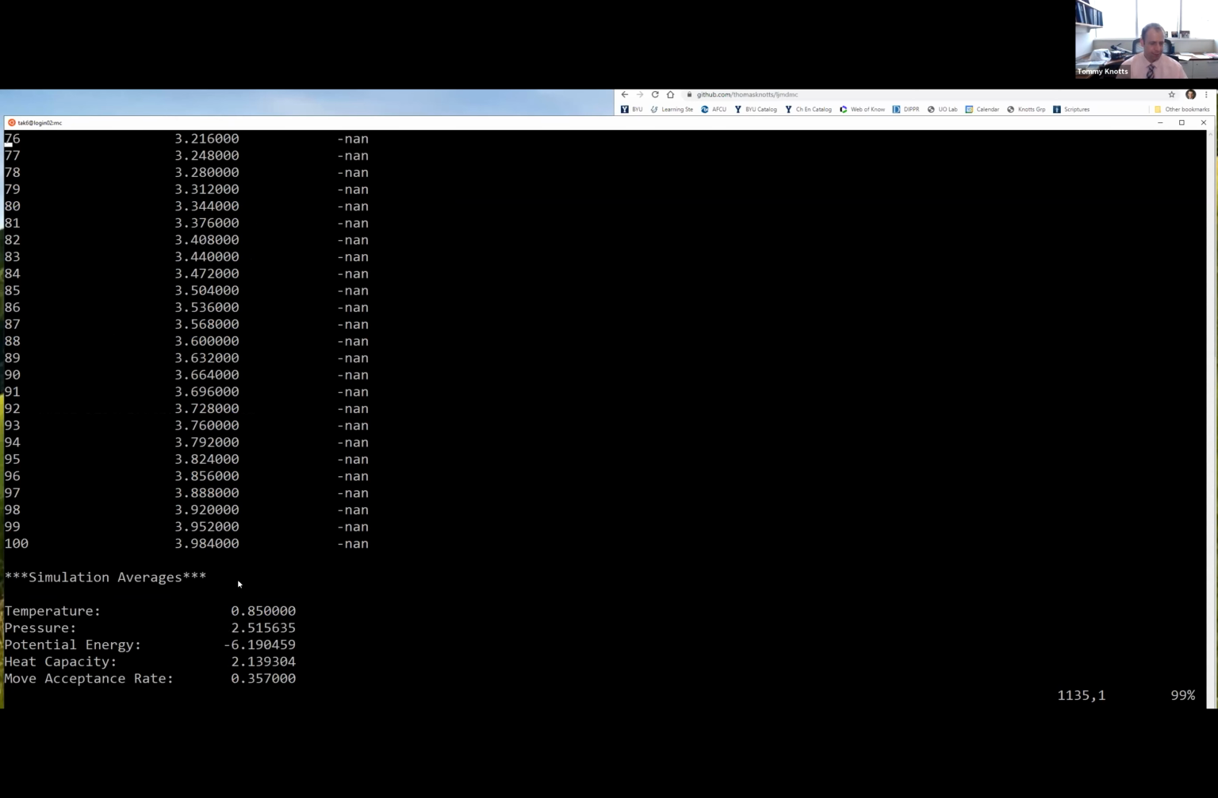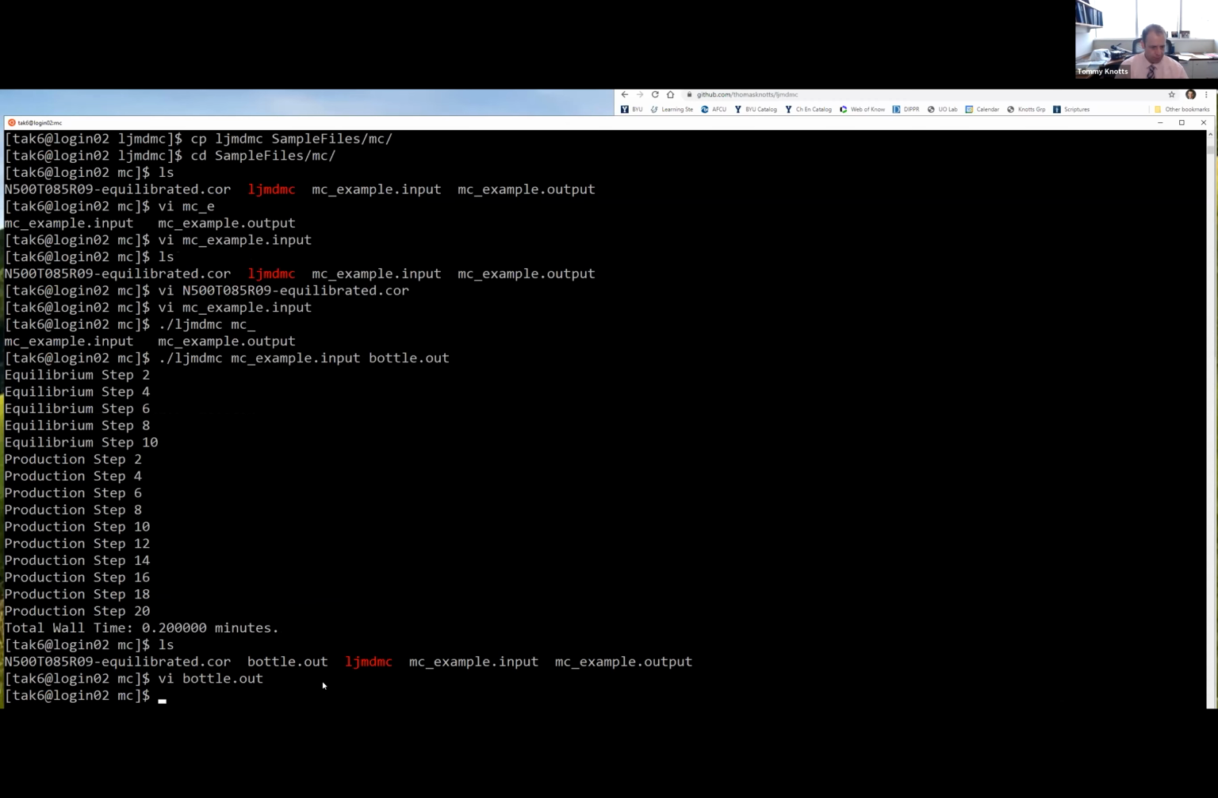And then after that, it gives the simulation averages. So here's the average pressure across the simulation, average energy, gives me heat capacity. We'll talk about that. And my move rate was 0.35. So 35% of the time it increased or did the steps. I'm going to rerun this real quick by changing the input file.